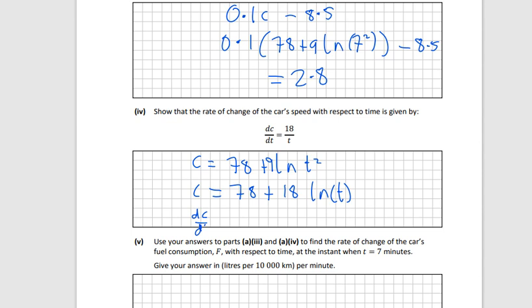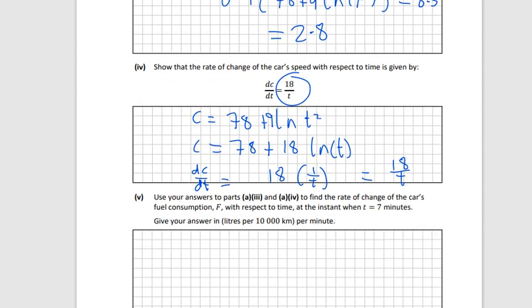Now dc/dt is, like I was saying, the 78 will be gone when we differentiate it. The ln t just changes to 1 over t. So look for the differential of ln in your logbook, and it tells you. So 18 multiplied by 1 over t is 18 over t. So we've shown that. That's what they wanted.